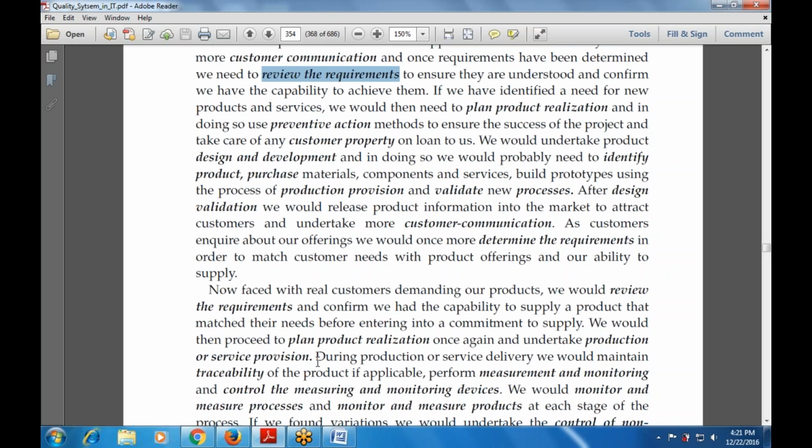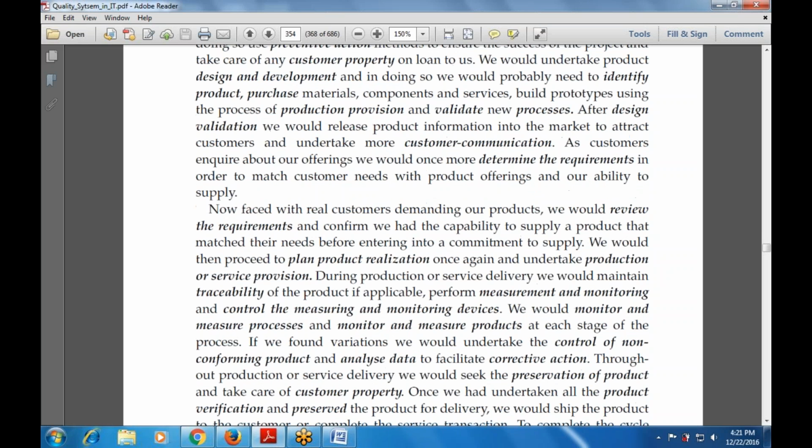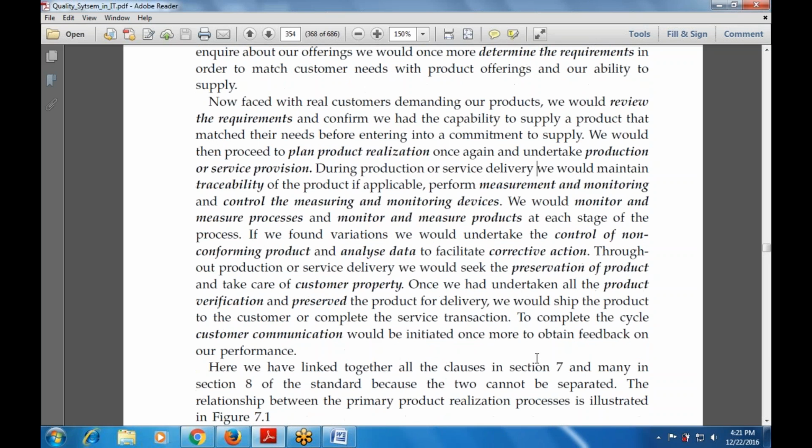Now, faced with a real customer demanding our product, we would review the requirements and confirm we have the capability to supply a product that matches their needs before entering into a commitment to supply. That should use monitoring and measurement processes, to monitor and measure the product at every stage of a process. And there is a corrective action that is used to facilitate the preservation of the product and take care of the customer property.